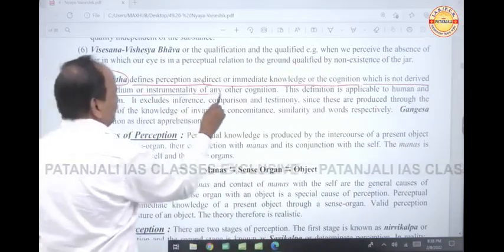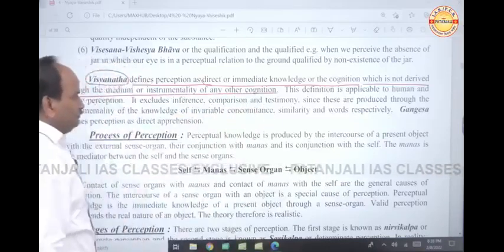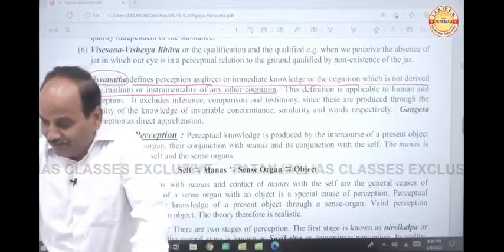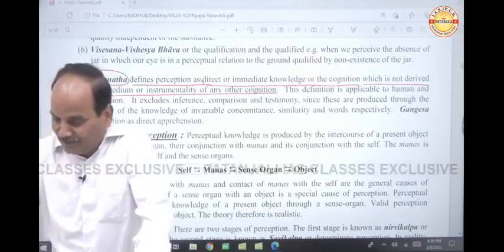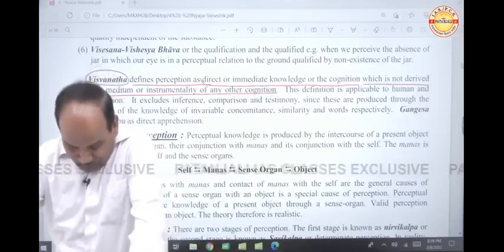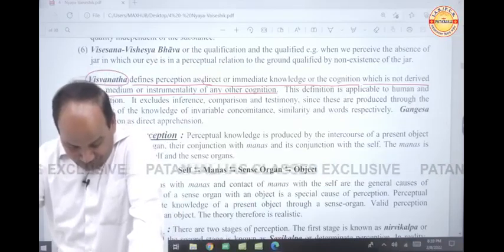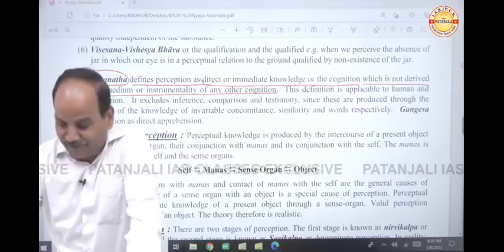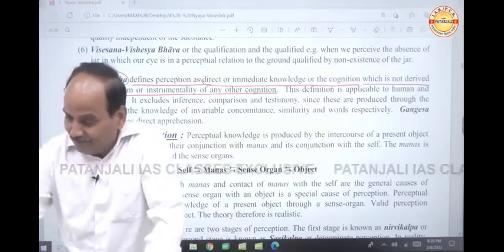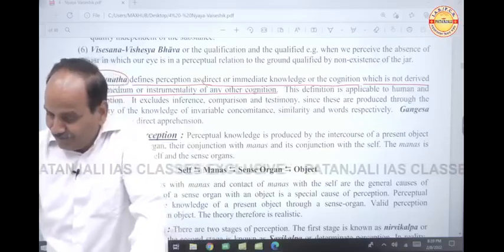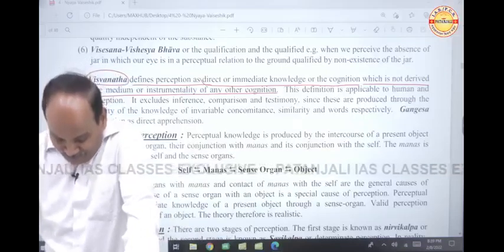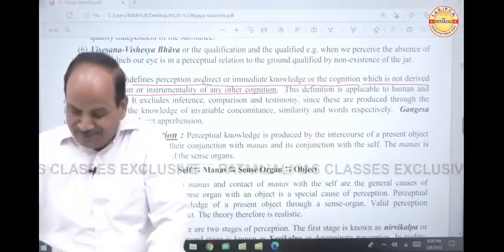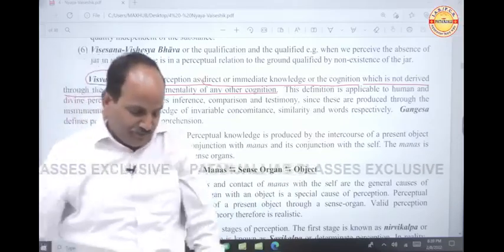Note down this one. Note down. Acharya Vishwanath has defined the term perception as, Acharya Vishwanath, related to Navya Nyaya, later Nyaya, defined the term perception as immediate knowledge which is not derived through any other cognition.